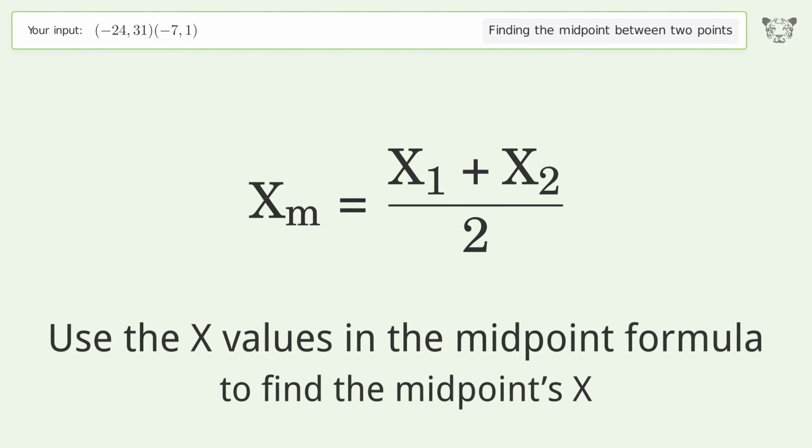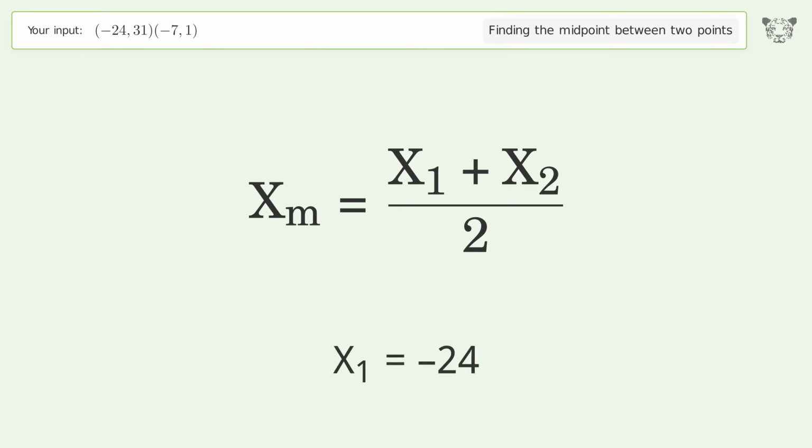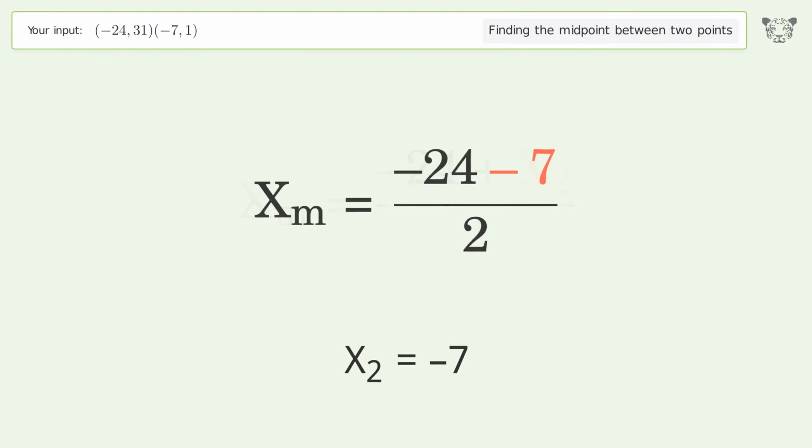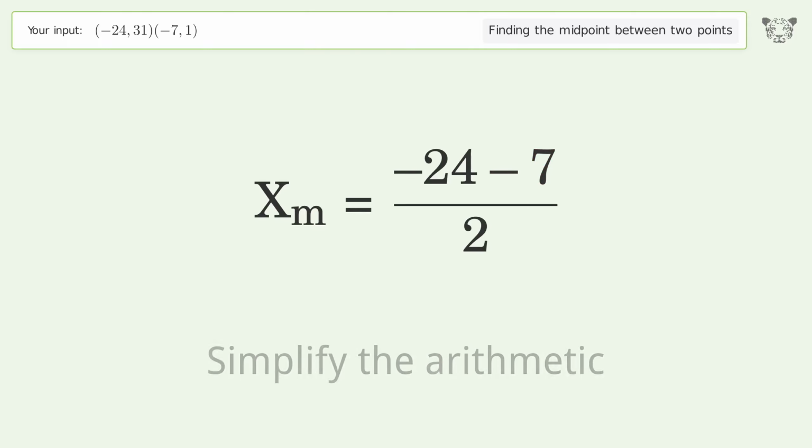Use the x values in the midpoint formula to find the midpoint's x. x1 equals negative 24. x2 equals negative 7. Simplify the arithmetic.